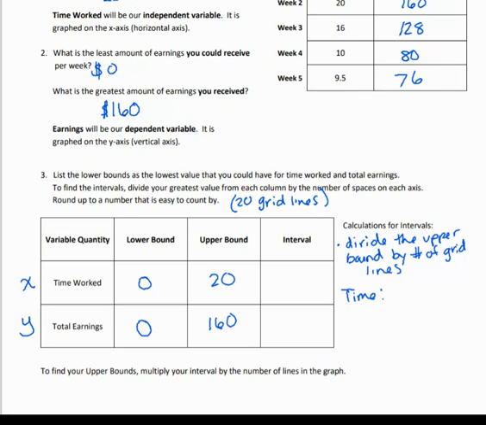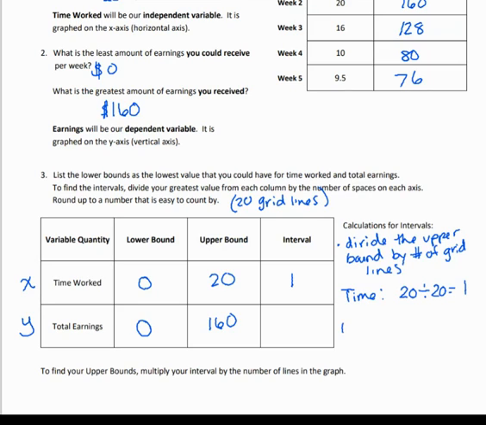So for time, we're going to take that upper bound, which we said is 20, and we're going to divide it by the number of grid lines, which also happens to be 20. And what's 20 divided by 20, everybody? 1. So my interval for time is just going to be 1.